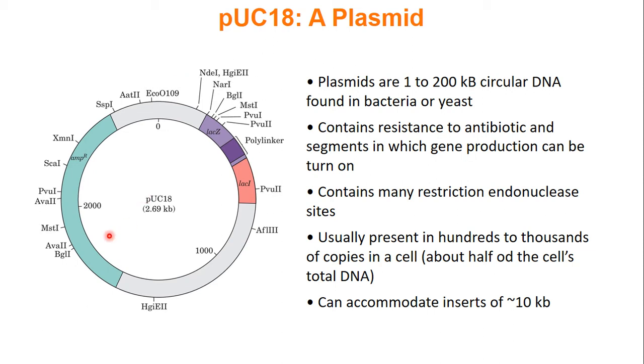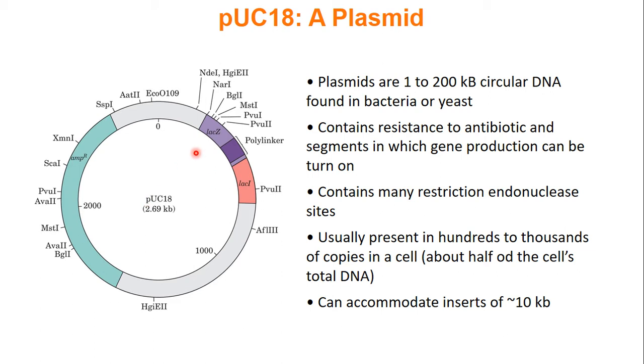First, they have some kind of resistance to an antibiotic, and this will be useful in screening, which we'll see in a little bit. They also have segments that can turn on gene production. Here we have those segments called LAC-Z and LAC-I. I'm not going to go too much into depth on these right now, but basically you add a molecule in, and once that molecule is in, then your gene is going to be produced. That is, the gene we insert in this plasmid, the protein will start being made.